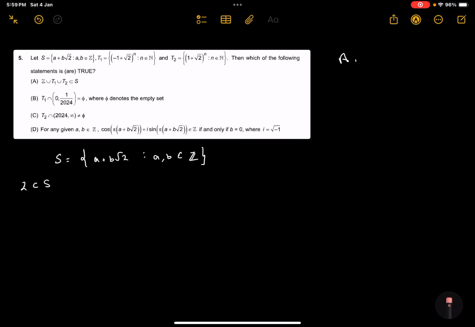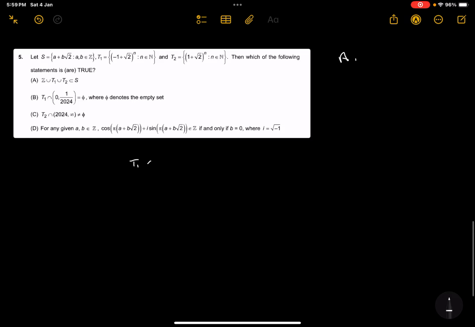To analyze option B and C, in fact, we'll first make a little observation. Root 2 minus 1 is less than 1 and root 2 plus 1 is greater than 1. So all the powers of this are between 0 and 1, and all the powers of the other are greater than 1. So all the terms in T1 are less than 1 and greater than 0. All the terms of T2 are greater than 1.